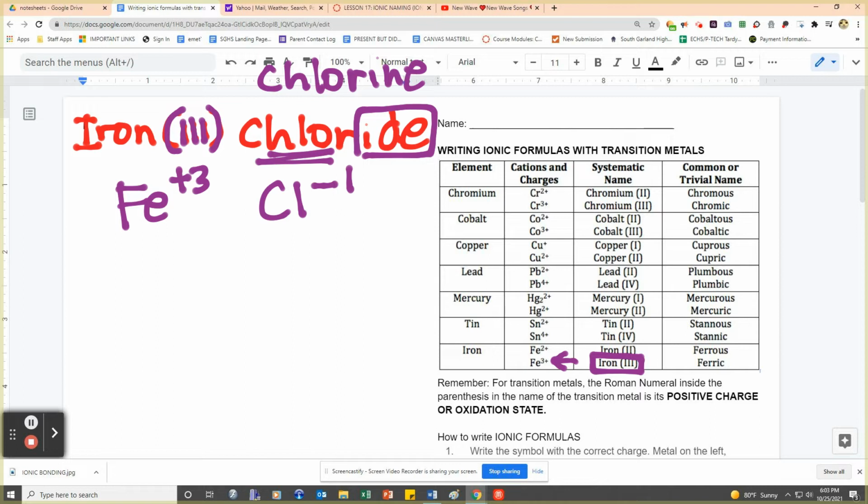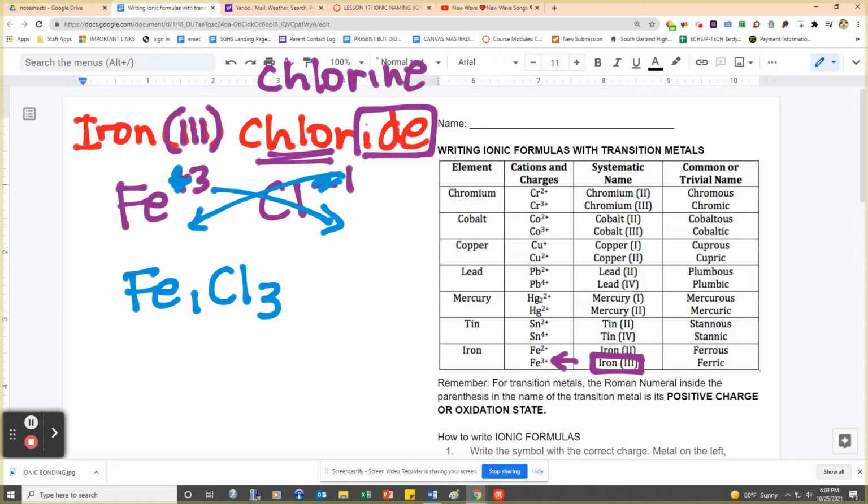So what do we do now? Since we have the symbols and the charges, we can now do what we do best. Remove the positive and the negative, and then you switch the numbers. And what you got here now is Fe1 Cl3. Now look, you have to look at those numbers that you just wrote down, 1 and 3. Think of a number to divide 1 and 3 with and get a lower set of numbers. If you think about it, there is no number that you can divide 1 and 3 by and get a lower set of whole numbers.